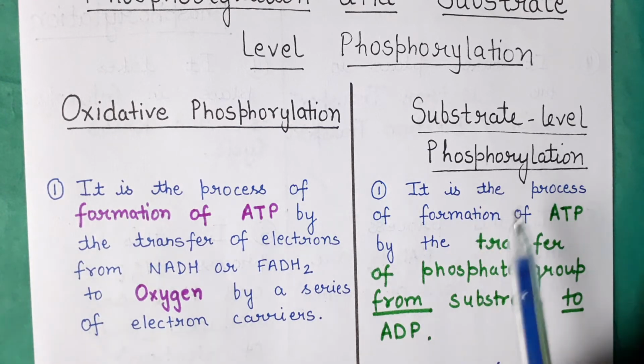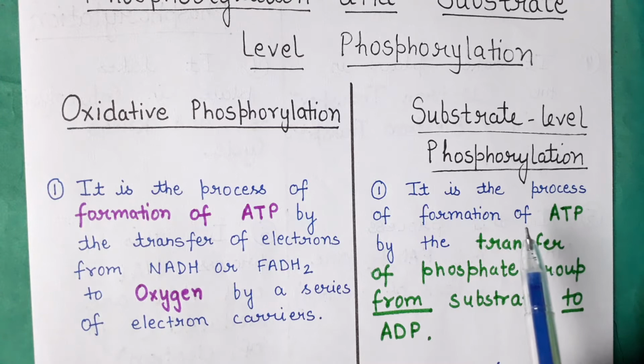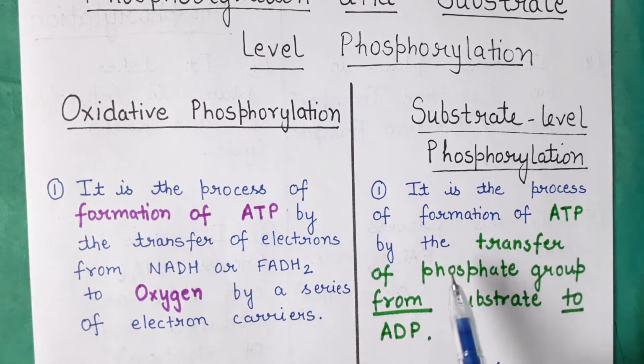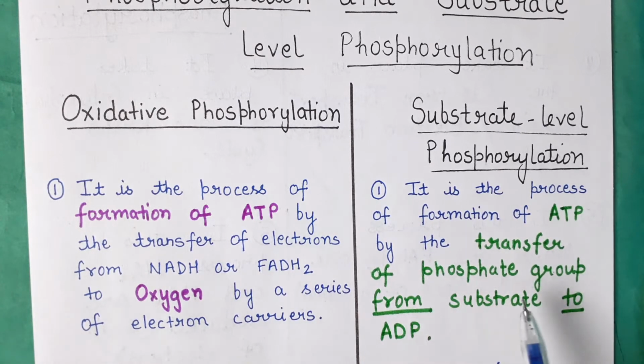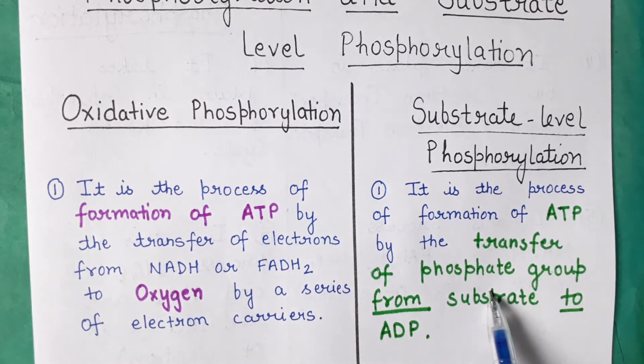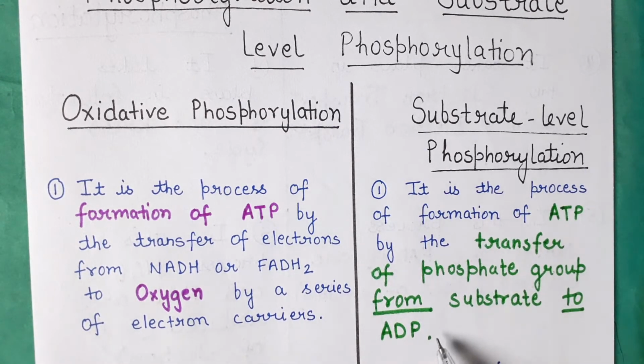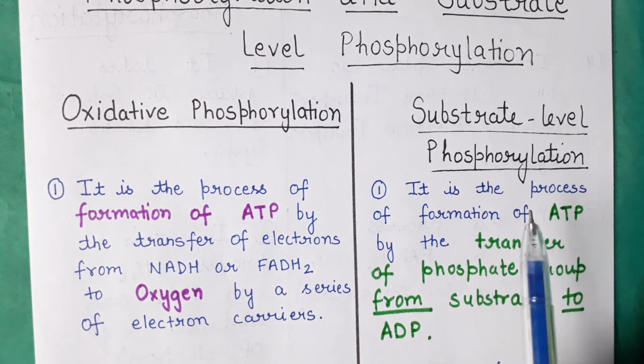In substrate level phosphorylation, ATP is formed by the transfer of a phosphate group from a substrate to ADP. A substrate carrying a phosphate group transfers that phosphate group to ADP, as a result of which ATP is formed. The formation of ATP as a result of transfer of the phosphate group is termed substrate level phosphorylation.